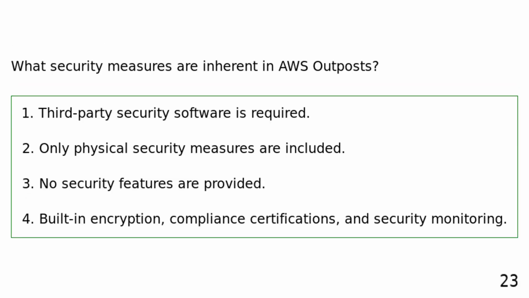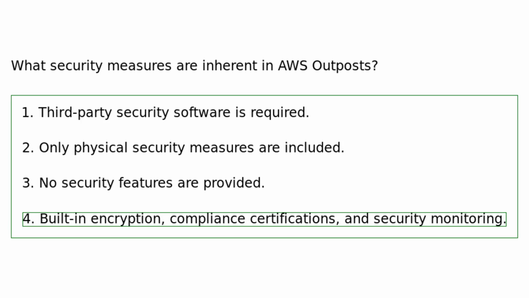What security measures are inherent in AWS Outposts? Third-party security software is required. Only physical security measures are included. No security features are provided. Built-in encryption, compliance certifications, and security monitoring. AWS Outposts includes built-in encryption, compliance certifications, and AWS security monitoring to protect data and applications.